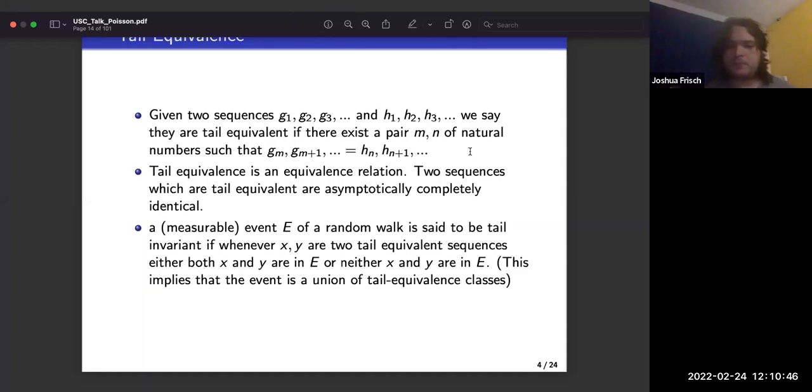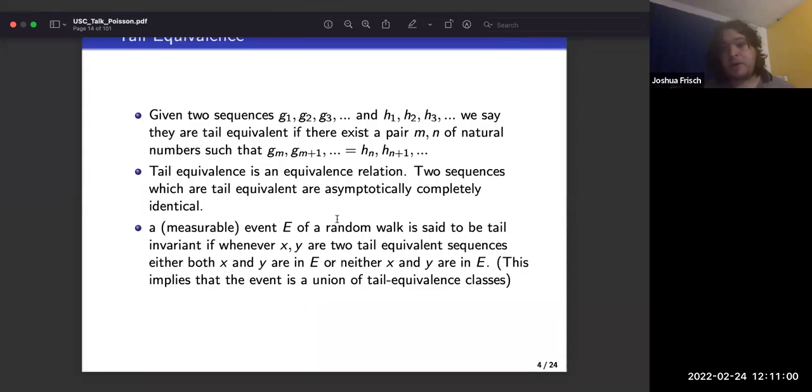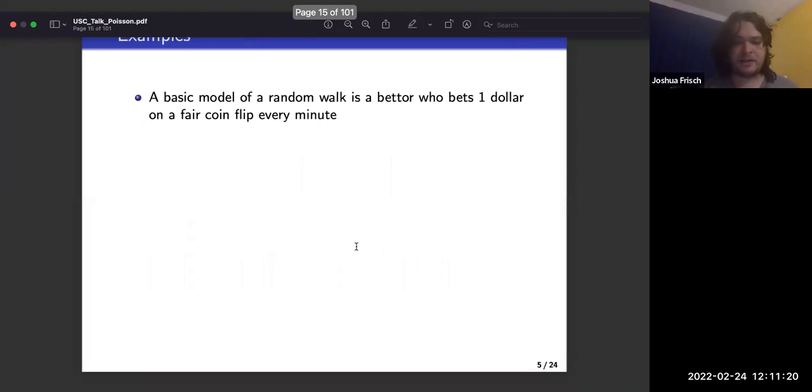And so a measurable event E is said to be tail invariant if it's a union of tail equivalence classes. Of course we're doing probability, so we want measurability, but we're looking at all events that only depend on what goes on as time goes to infinity, in about the weakest possible sense we can ask.